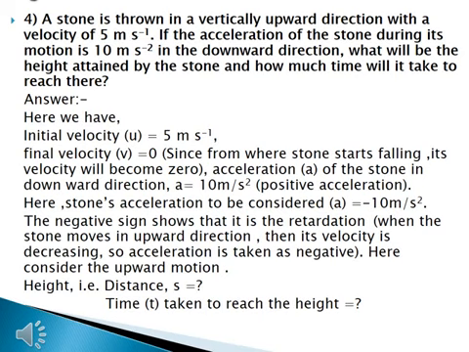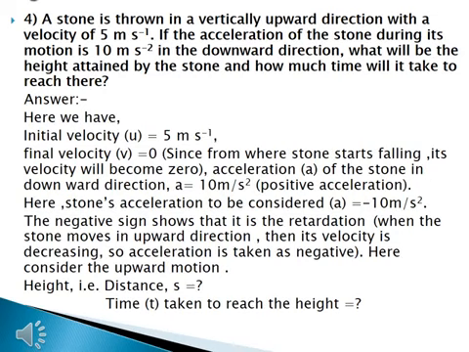The acceleration of the stone in the downward direction a is equal to 10 meter per second square. It is a positive acceleration. Here, the stone's acceleration to be considered is a equal to minus 10 meter per second square. The negative sign shows that it is the retardation when the stone moves in the upward direction, as given in the question. Its velocity is decreasing, so acceleration is taken as negative. Here we have to consider the upward motion.